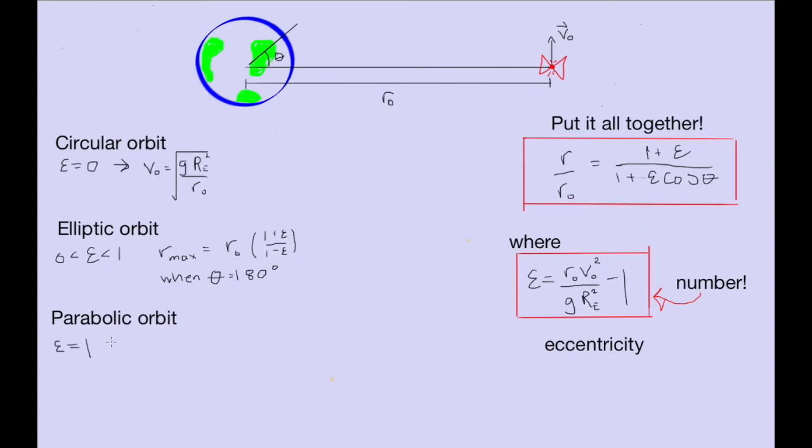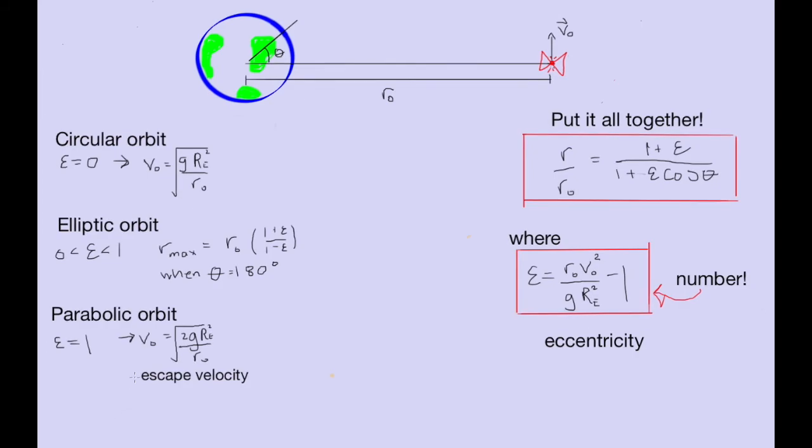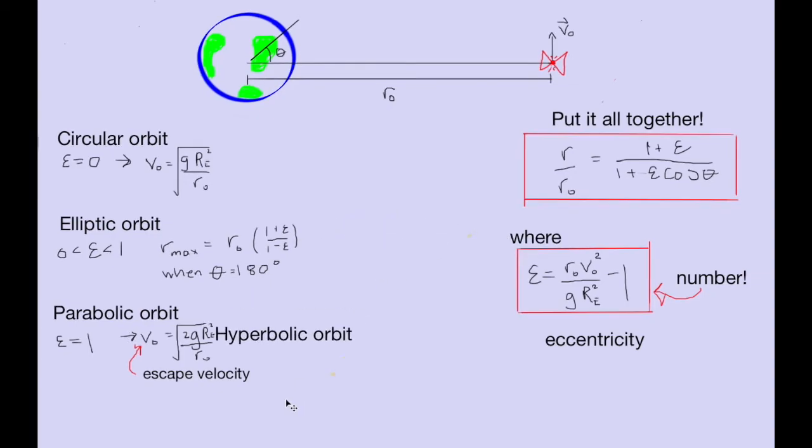When the eccentricity is exactly 1, we have a parabolic orbit, and v0 must equal the square root of 2g re squared over r0. This is the escape velocity, because it is the minimum velocity for which the satellite will not form a closed orbit. Finally, an eccentricity above 1 gives us a hyperbolic orbit.